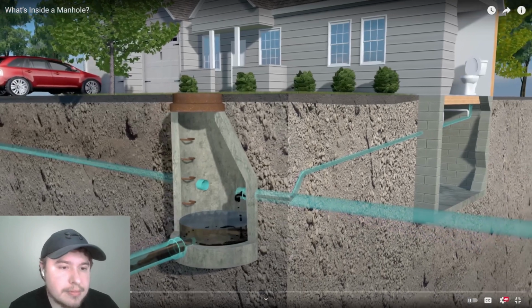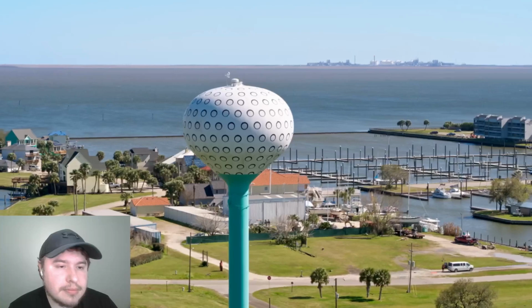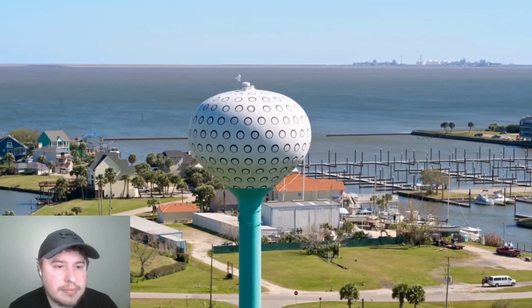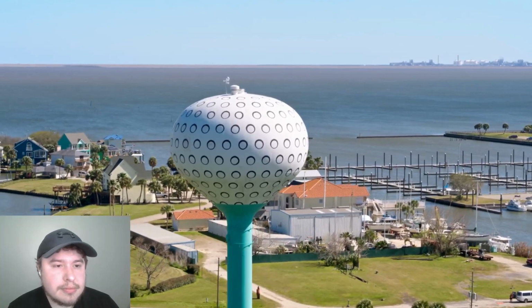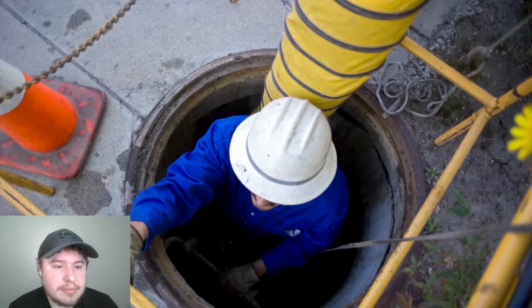Or perform maintenance, hence the name. Unlike fresh water distribution systems that can usually go a long time without any intervention, sewers are a little more hands-on.